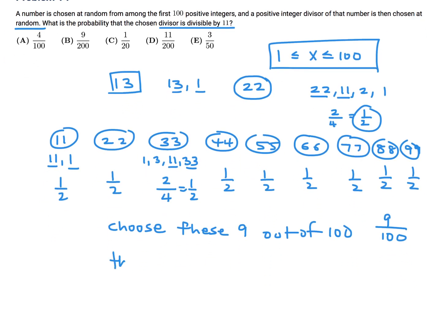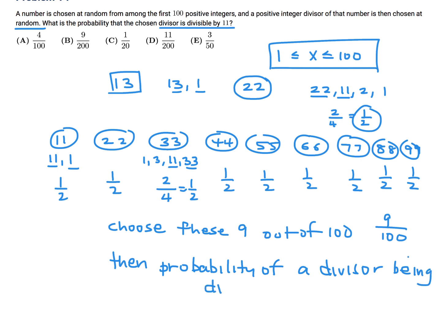And then the probability of a divisor being divisible by 11 seems to be a half for all of them. So you're going to take that 9 over 100 and multiply by that half, and that would be 9 over 200. And that, I believe, is choice B.